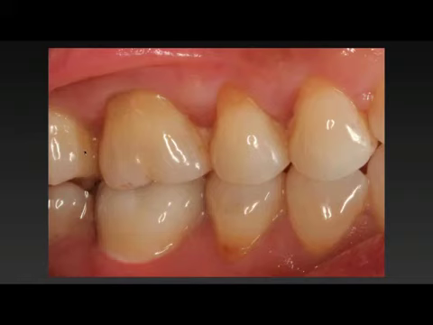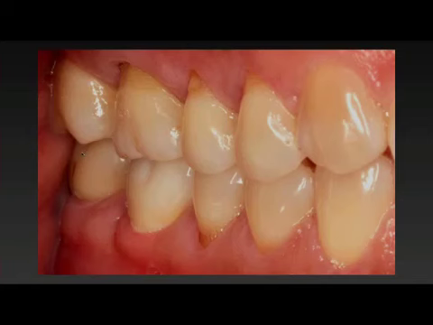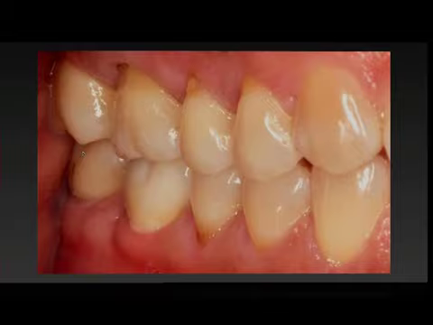And again, nothing was prepped. We simply took an impression, had a crown made, and cemented the crown in place. And in this case, this is full contour zirconia. And you can see the amount of recession on this patient. With a history of recession, I'm much more comfortable putting something that's white in that site.